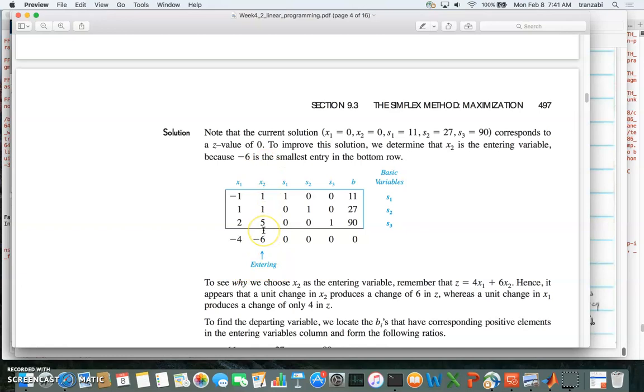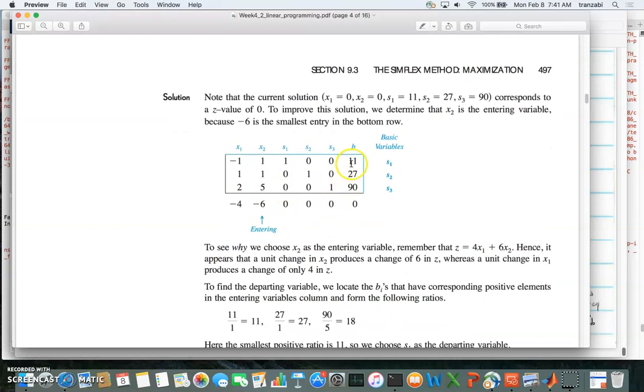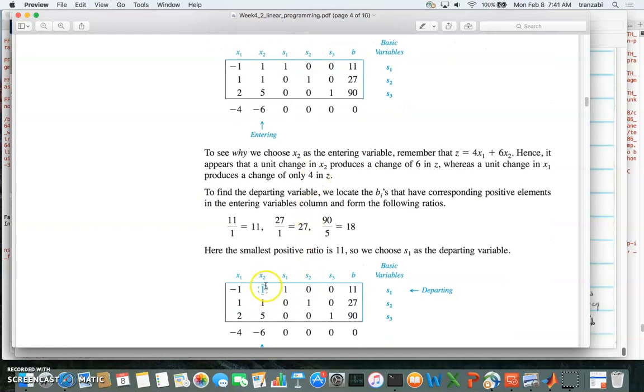Now within this column, I have to pivot a row. To pick the pivot row, I have to pick the smallest non-negative ratio of the right-hand side over the coefficients in this column. So we're going to do 3 calculations. 11 by 1 is 11. 27 by 1 is 27. And 90 by 5 is 18. Which one is the smallest? 11. So I'm going to pick this row and make it a pivot. The book calls it the departing variable. So that's why we pivot this row.